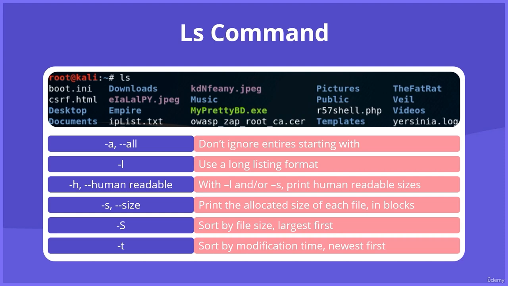-h or --human-readable displays size information in a human readable format. -s or --size, where s is lowercase, lists files or directories with their sizes. -S, uppercase S, lists files or directories and sorts by size in descending order, or from biggest to smallest.